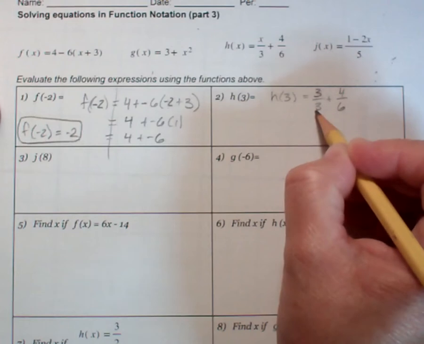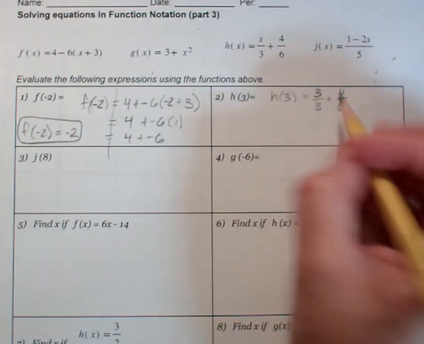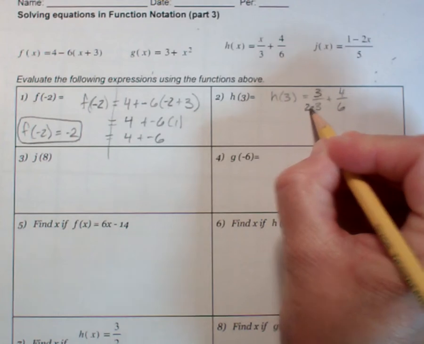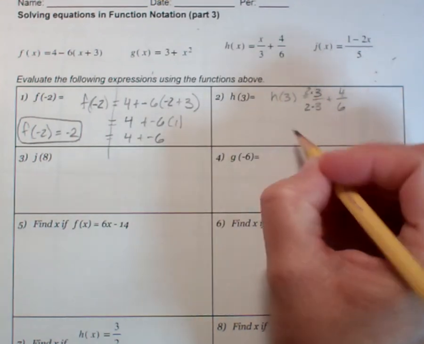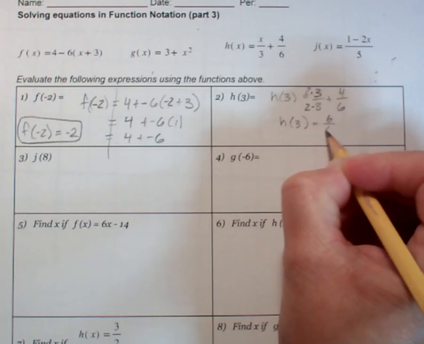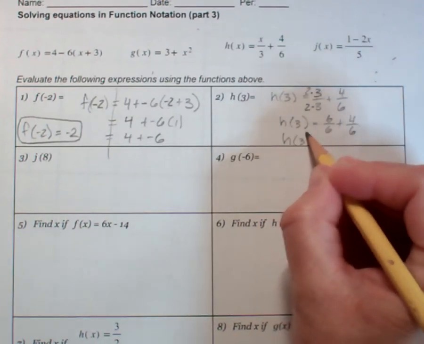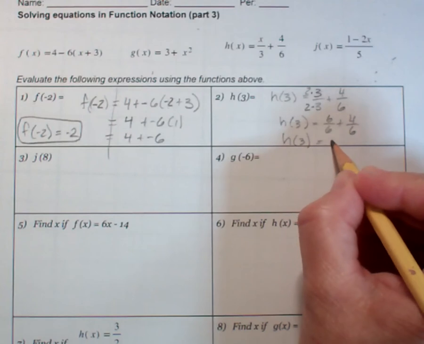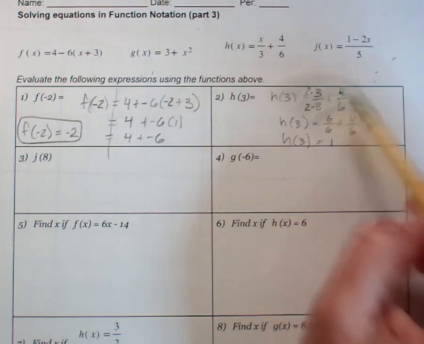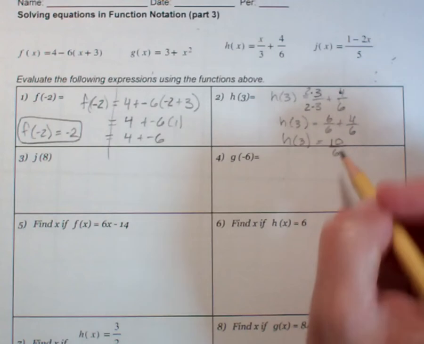So I could replace it with a 1, but then I'd have to find a common denominator anyway. So I might just multiply numerator and denominator by 2, and I get h of 3 is equal to 6 over 6 plus 4 over 6. So h of 3 is equal to 10 sixths. And of course we're going to simplify 10 sixths.